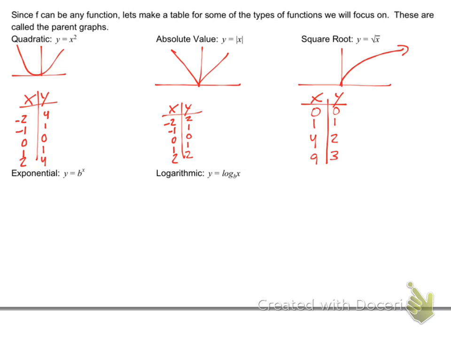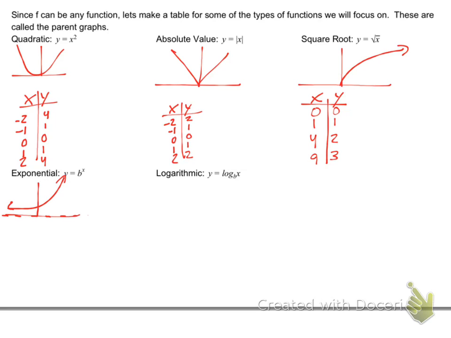Exponential. Ooh, what's an exponential graph look like? Yeah, something like that. Remember, you have an asymptote at y equals 0, something you can't be at, and it starts low and goes high. That's if it's exponential growth. If it's decay, it goes the other way.